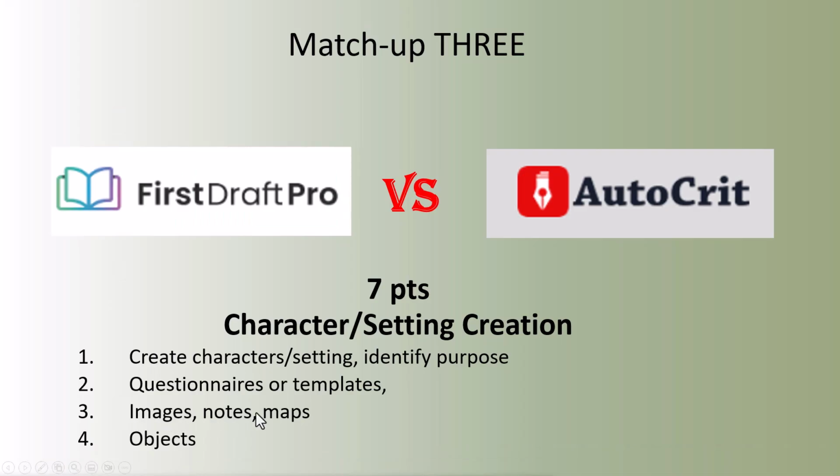So AutoCrit's going to go ahead and get 4 points for the character setting and creation because they cover all the bases. So they're going to get 4, and First Draft Pro gets 1 for this character and setting creation.